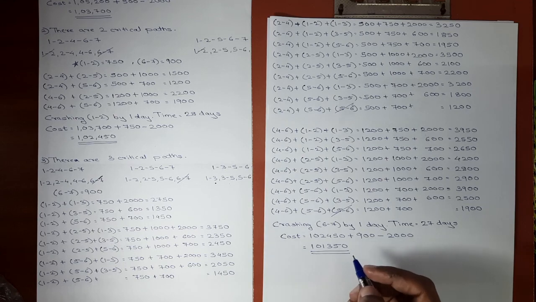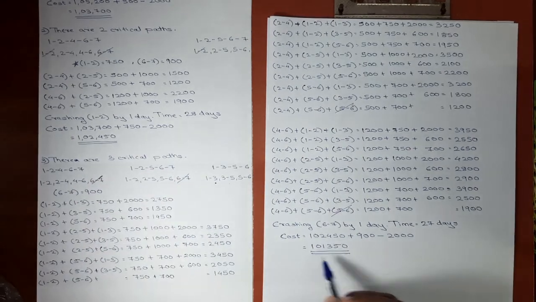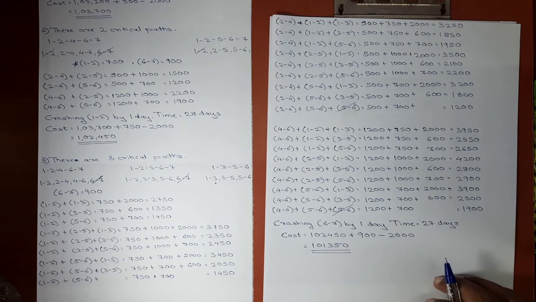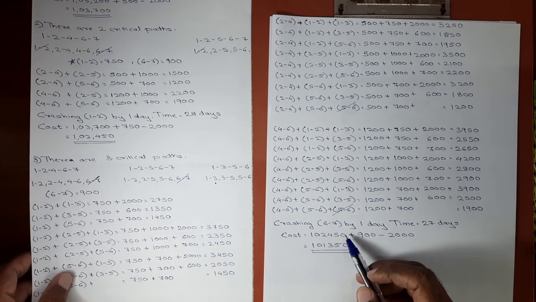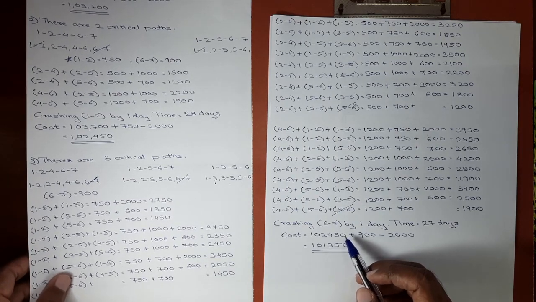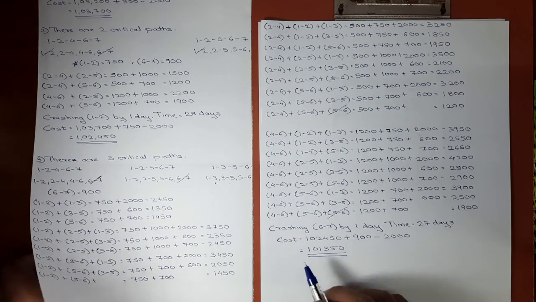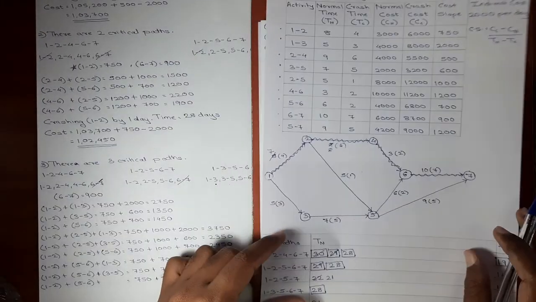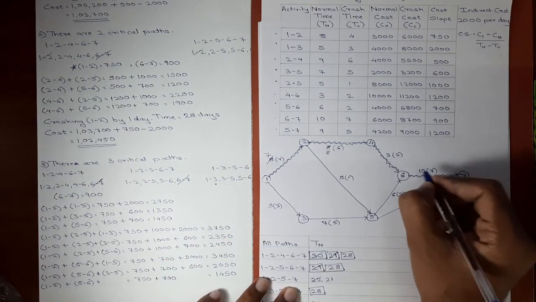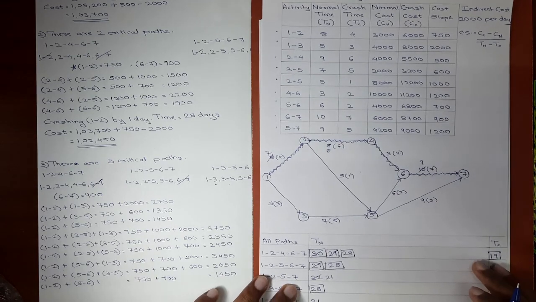Okay, again the cost was reduced from 1,02,450 to 1,01,350. Activity 6.7 was crashed, right? Activity 6.7 was crashed by 1 day. We'll be updating it in the network diagram. 6.7, normal duration was 10, now it will become 9.